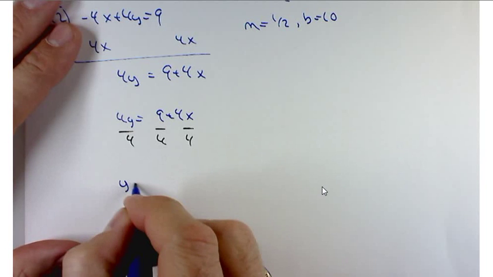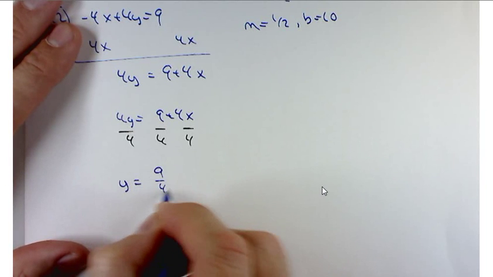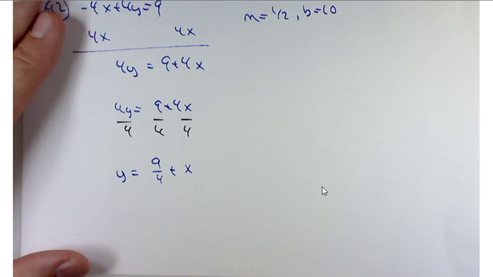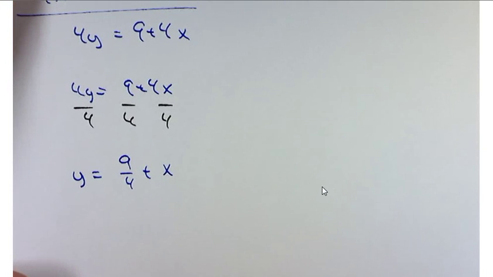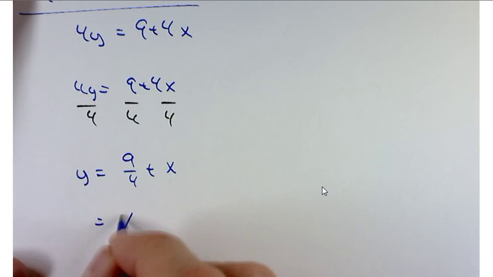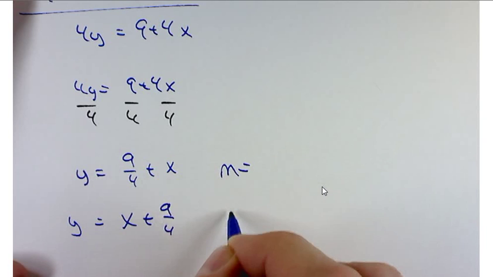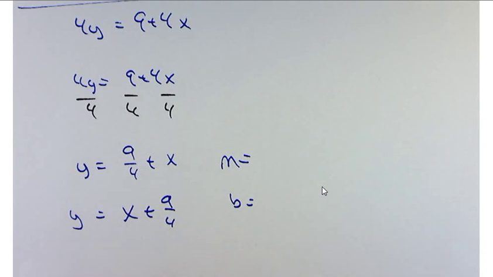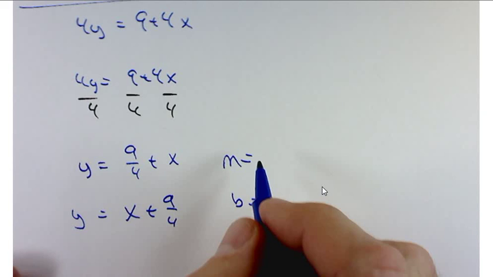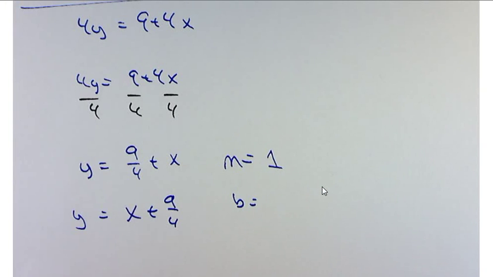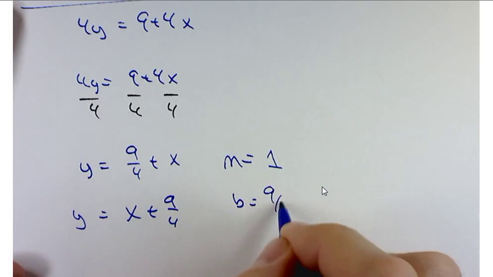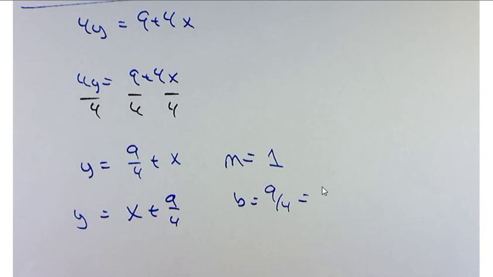So I get y equals 9/4 plus x. If it makes you feel happier, you can change this around as x plus 9/4. It still says the same thing in terms of the slope and the intercept. What's the slope here? 1. And the y-intercept? 9/4. What's 9/4 as a mixed number? 2 and 1/4.